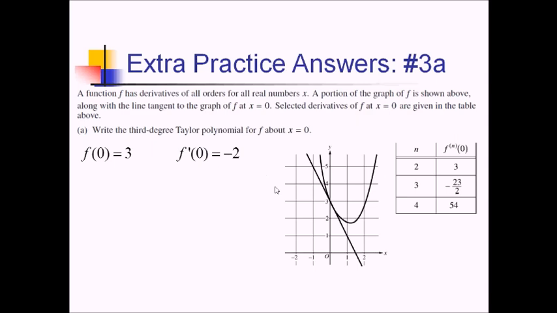For f double prime of 0, well, now we look at this table here. That's going to be 3. They just flat out gave it to us. And f triple prime of 0, also in the table, that's negative 23 over 2.